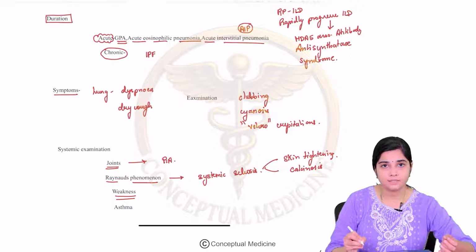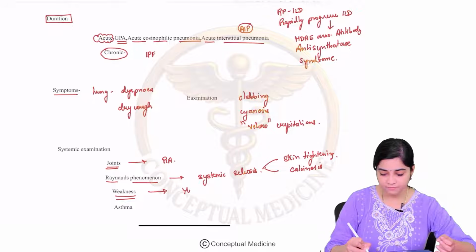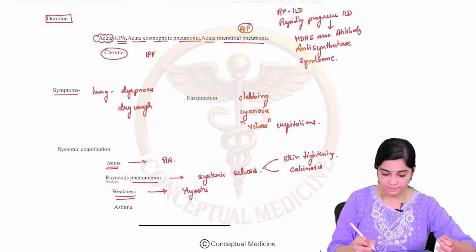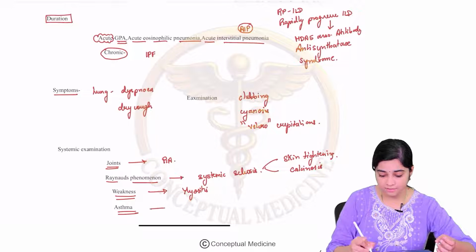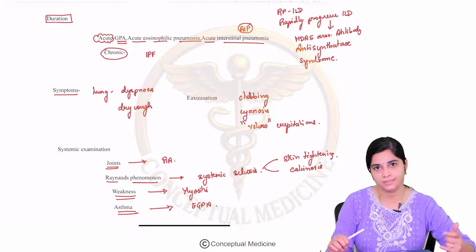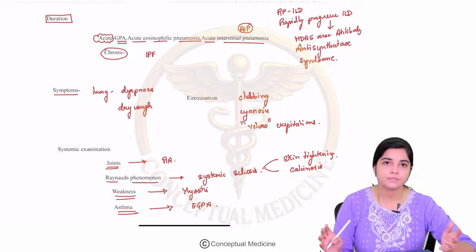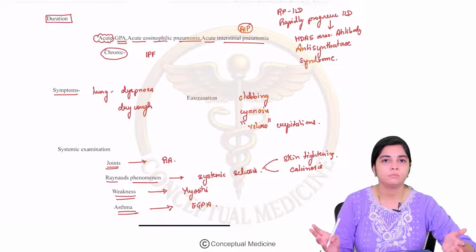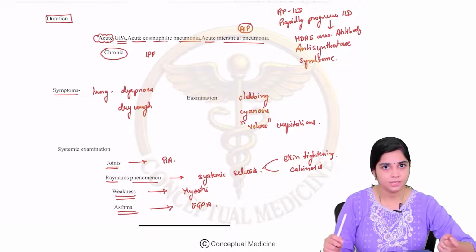Then weakness, is it important? Yes, you could be dealing with a myositis related ILD. Then history of asthma, is it important? Yes, because you could be dealing with an eosinophilic granulomatosis with polyangiitis or vasculitis related ILDs. So that's why systemic examination becomes very, very important in a patient with interstitial lung disease.